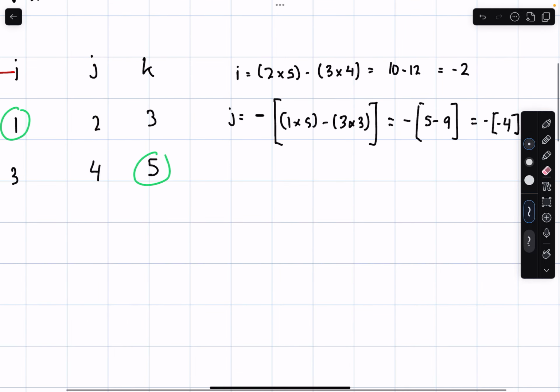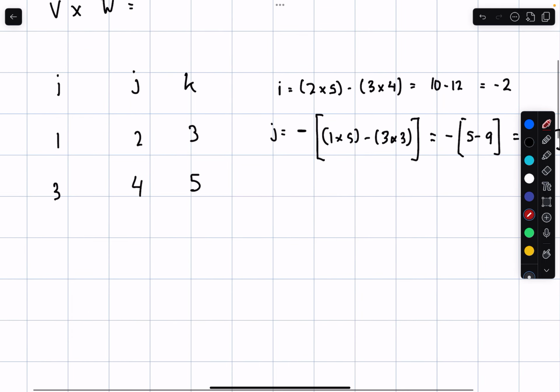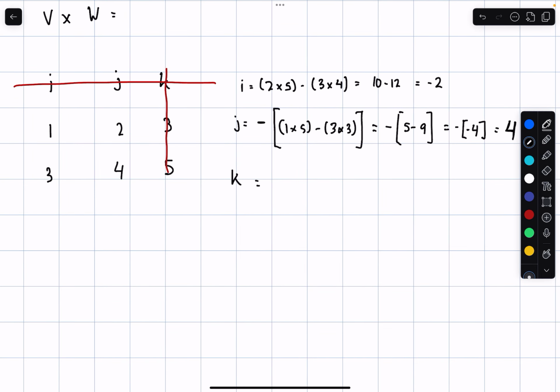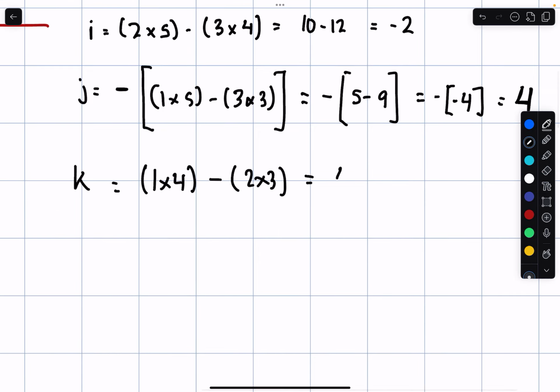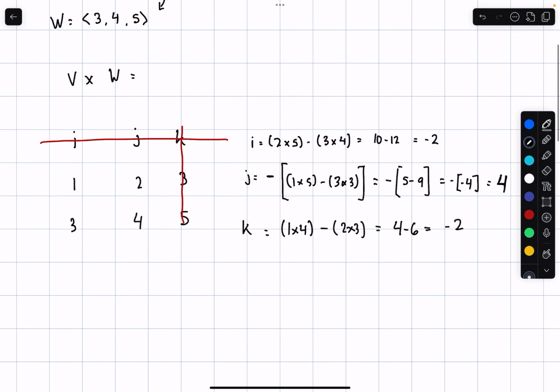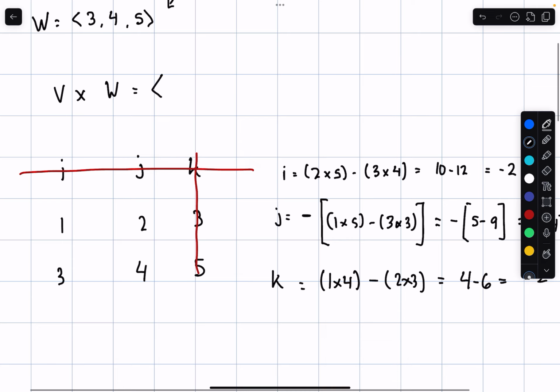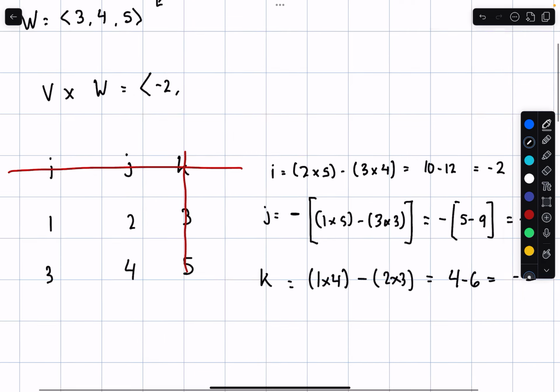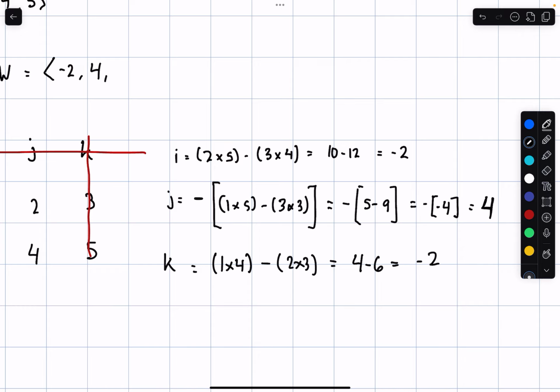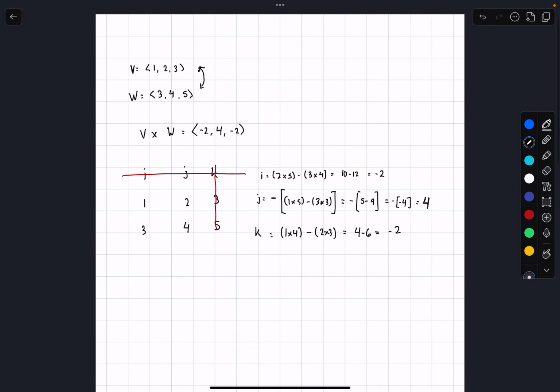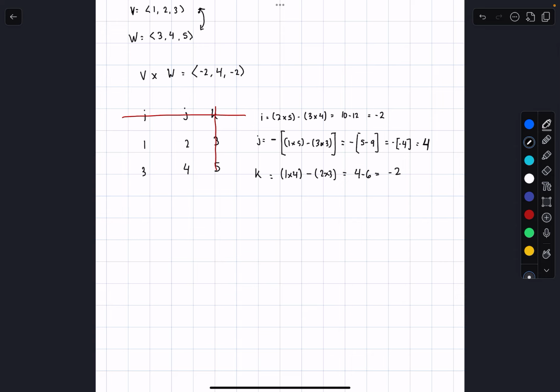And now finally, k is the exact same as i. We cross out the column that k is in, we cross out the row that k is in, and we look at what's left. We get k is equal to 1 times 4 minus 2 times 3, which is going to give us 4 minus 6, or negative 2. So our final vector, v cross w, is equal to negative 2, 4, negative 2.